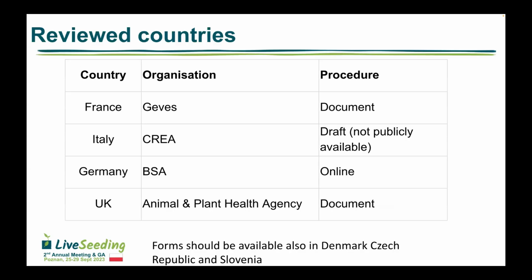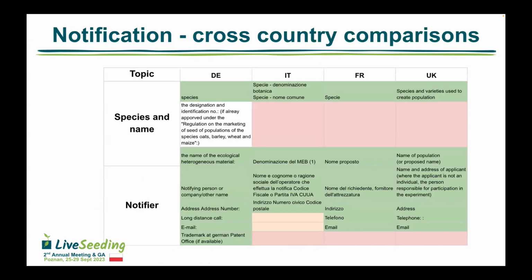I will show you some preliminary analysis we have collected from four different countries: France, Italy, Germany, and the UK. What data is needed by the notification? They are very similar. I can show you later a comparison of the required data, but they are really similar. There will probably also be some procedures available in Denmark, Czech Republic, and Slovenia. As soon as we have data, we are collecting the requirements.